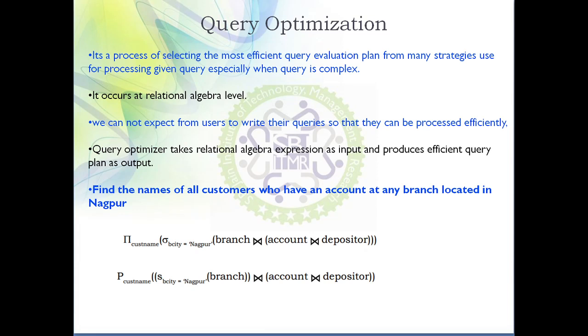Now let's try to understand the concept of query optimization with the help of an example. Suppose a simple problem statement: find the names of all customers who have an account at any branch located in Nagpur. This query can be written in two ways. In the first way, first a join operation is performed between account and depositor relations, then a join with the branch relation, and then selection, and then projection. So the sequence of operations takes place in this way.